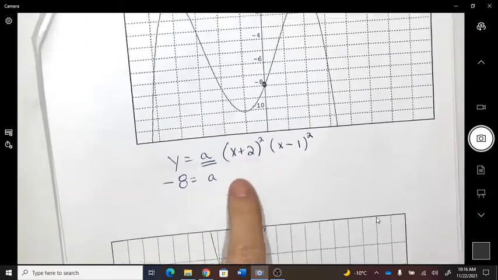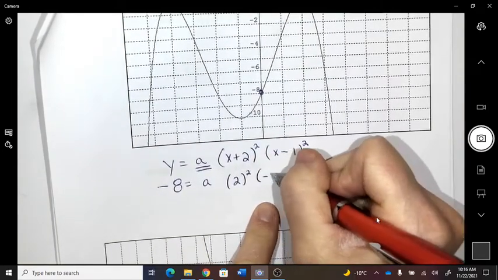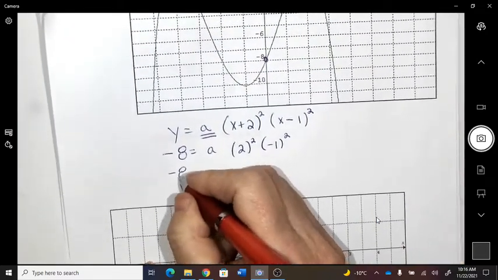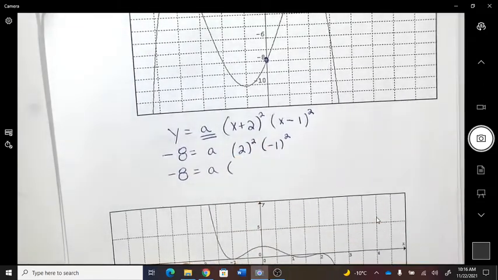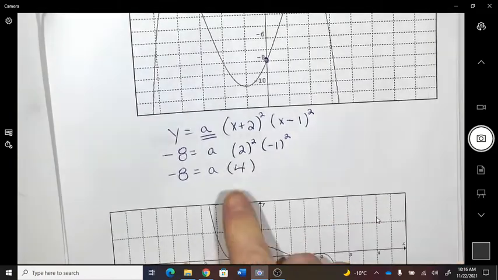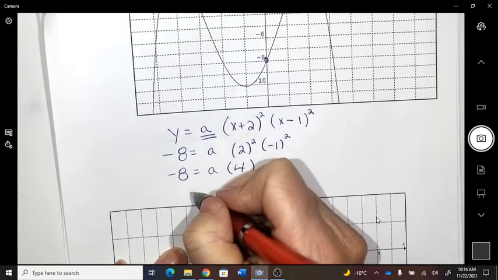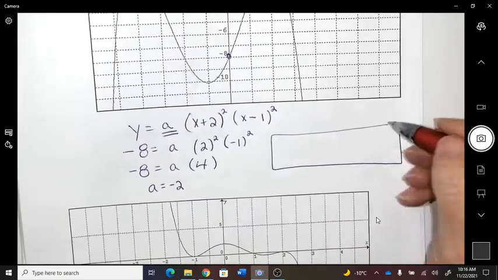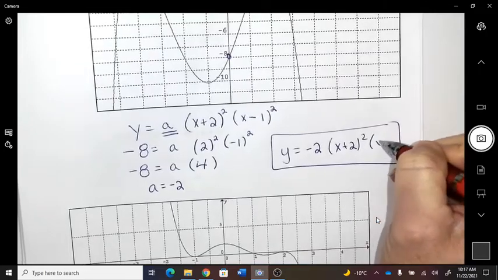So if x was 0, 2 squared. If x was 0, -1 squared. Negative 8 equals a times, what is all that? 4, right? Positive 4 times a positive 1. Therefore, a equals negative 2. So I need a final equation here. Y equals negative 2, and then all your factors.